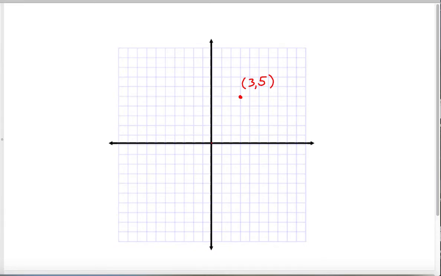So if I count, I'm going 3 this way and 5 that way. So what's going to happen is we're going to go the exact opposite, 3 this way and then 5 that way. Here's how I know that my answer is correct. If I draw a straight line connecting these 2 points, it should go through 0, 0, through the origin. And we know a straight line is 180 degrees. So I know that I did it right.